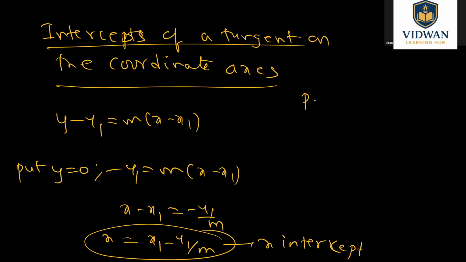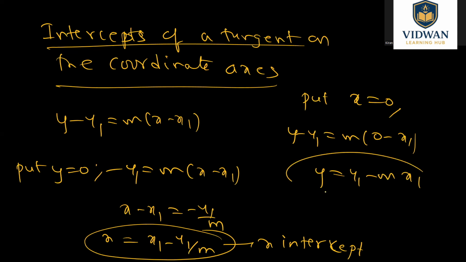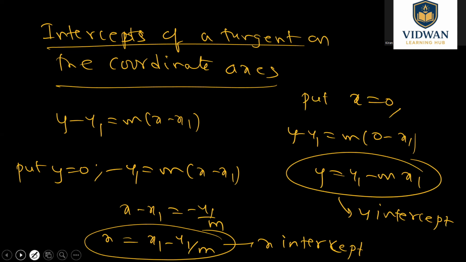And similarly, if you put x equal to 0, you'll get the y-intercept. So if you put x equal to 0, y minus y1 equal to m into 0 minus x1, y equal to y1 minus m x1. So what you got here is nothing but the y-intercept. So there is nothing to memorize, only the method I'm explaining. You need not remember it. You can do it directly in questions. And the same method you can do for the normal also.